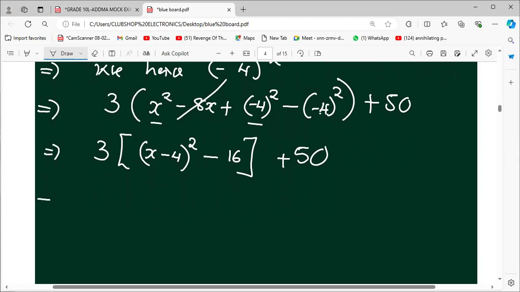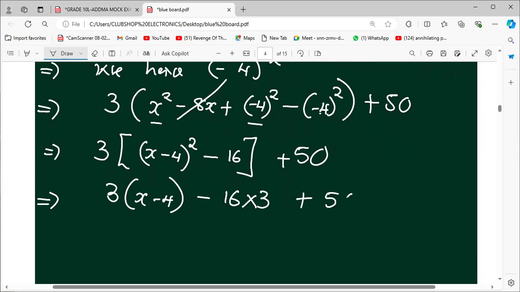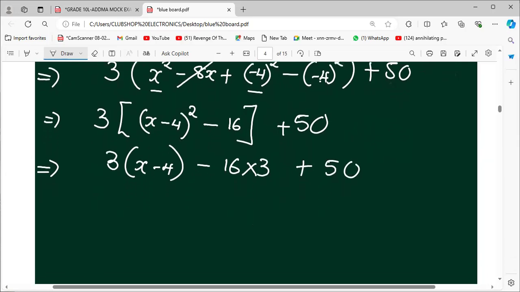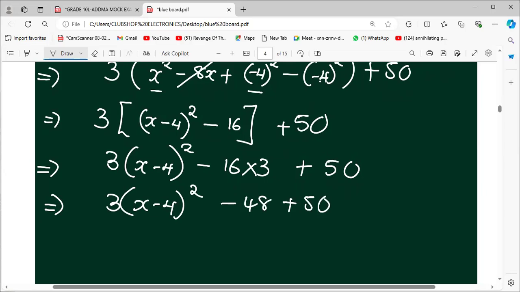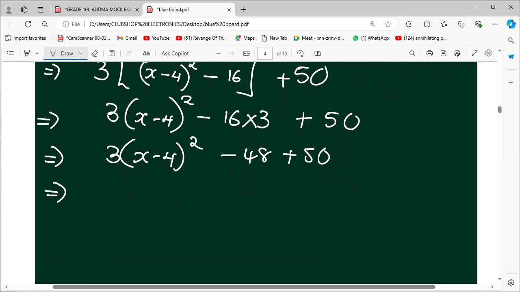So we distribute the 3 now. When we multiply 3 there, we have 3 open bracket x minus 4 squared minus 16 times 3, because we are multiplying 3 throughout. Then plus 15. The brackets now appear. So we have 3 open bracket x minus 4 squared minus 48 plus 15. So 3 open bracket x minus 4 squared plus 2, which is what they wanted.